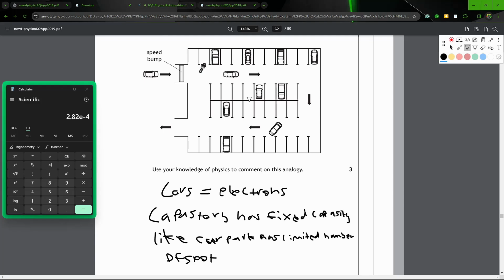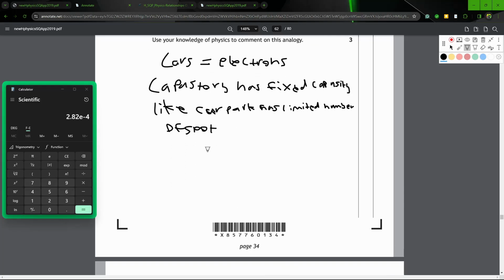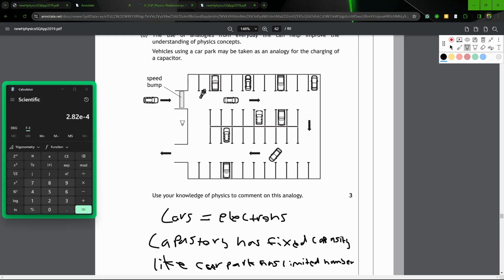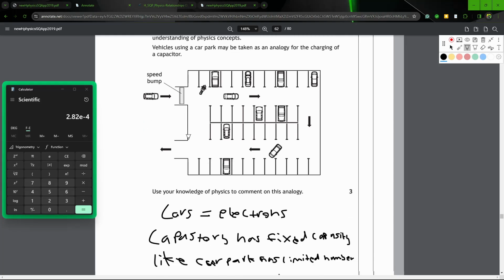You can increase that by increasing the voltage, which is kind of a flaw in this analogy, though. So you could say voltage is the energy in the cars. You could even say the speed bump is internal resistance.